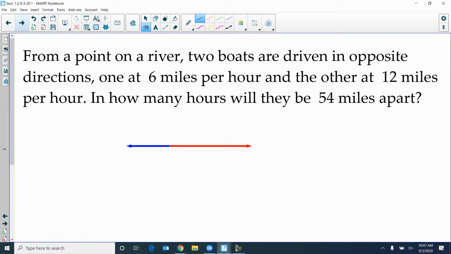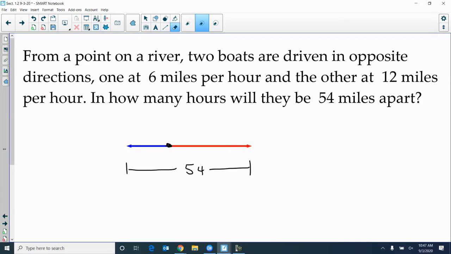Two boats are driven in opposite directions. One's at 6 miles per hour, the other at 12 miles per hour. In how many hours will they be 54 miles apart? Which means that's the total distance. And I want to say they're leaving from right there. One's going one direction, and then one's going the other direction.